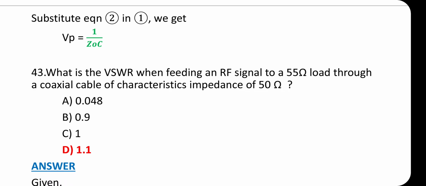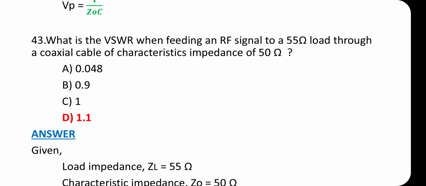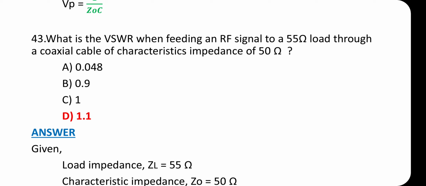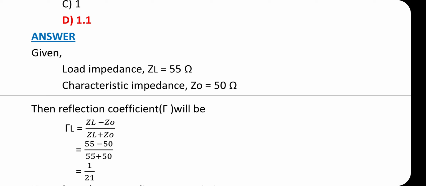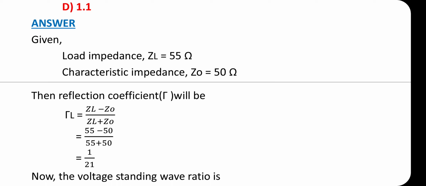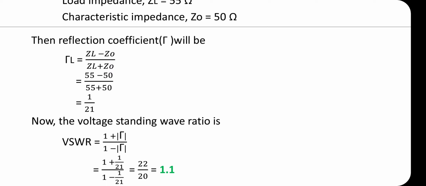The next question is 43. What is the VSWR when feeding an RF signal to a 55 ohm load through a coaxial cable of characteristic impedance of 50 ohm? Answer is option D, 1.1. Given load impedance ZL equal to 55 ohm, characteristic impedance Z0 equal to 50 ohm. The reflection coefficient will be ZL minus Z0 divided by ZL plus Z0. That is 55 minus 50 divided by 55 plus 50, which is equal to 1 by 21.